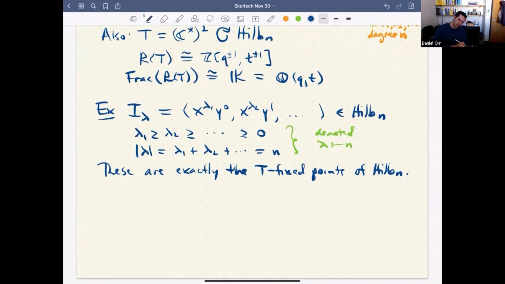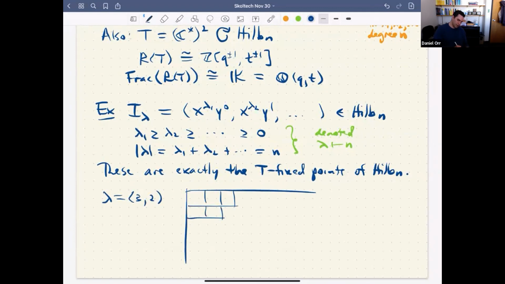So maybe here's an example. So lambda is this partition 3, 2. I will draw my partitions like this. I know there are many different conventions, but then the ideal is generated by x cubed, x squared y, and y squared. So here's how you can visualize this. You start filling in with monomials.